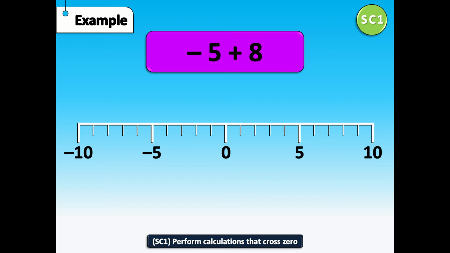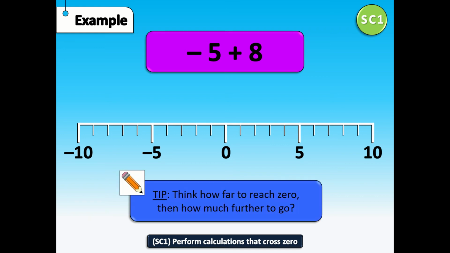This time, we want to do minus 5 plus 8. So think about how far to reach 0 and then how much further you need to go. So if you start at minus 5, to get to 0, you need to move 5 places. Then, because we're adding 8, you'd move a further 3 places, so you get to 3. So there's 5 places to get to 0, and then another 3 places, which means you've added on 8. So the answer is 3.